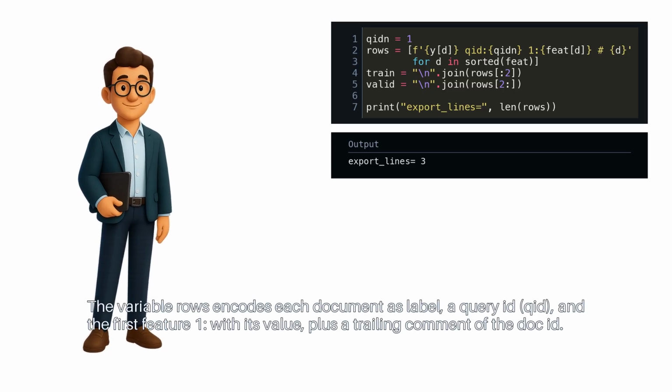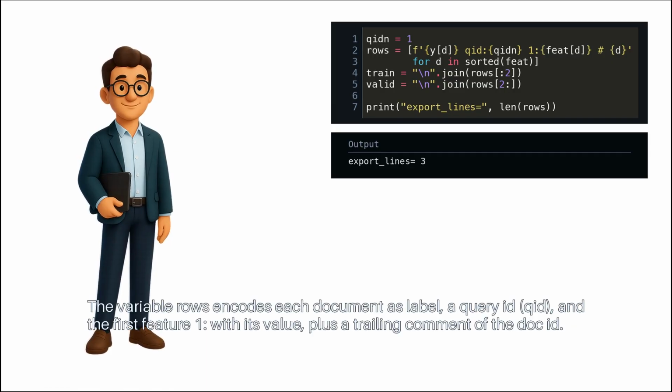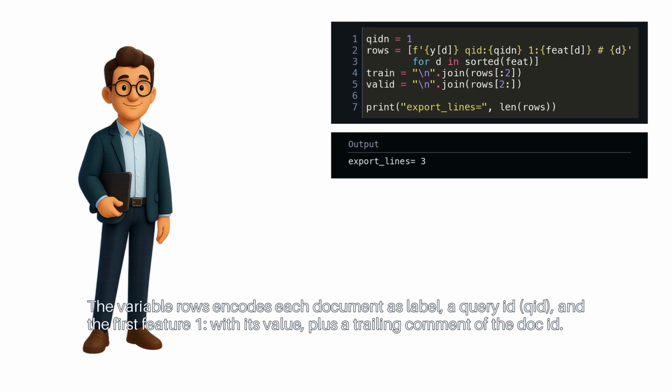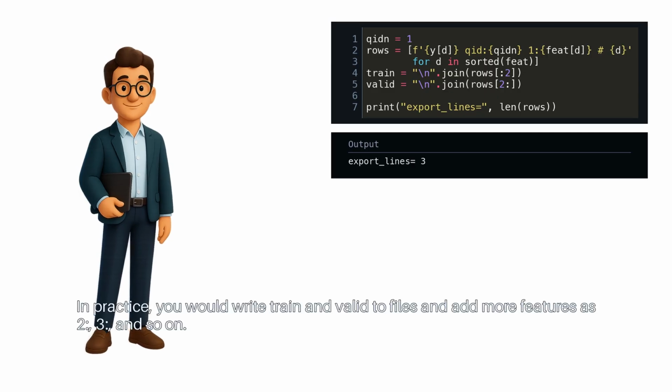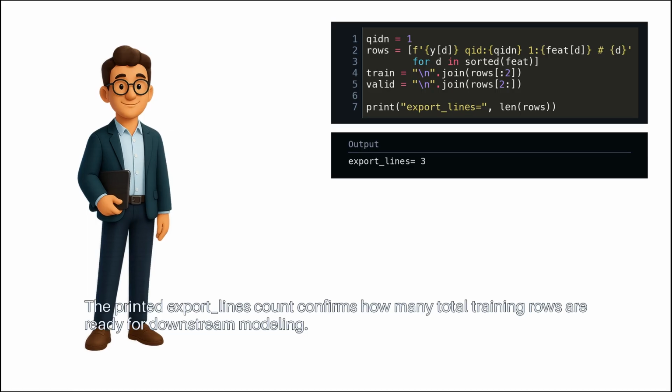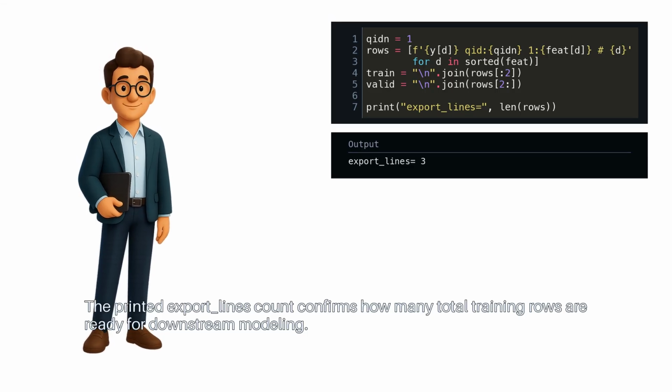The variable rows encodes each document as label, a query ID, qid, and the first feature 1 with its value, plus a trailing comment of the doc ID. Sorting by document ID keeps the output deterministic, and the split into train and valid demonstrates a simple, reproducible partition. In practice, you would write train and valid to files and add more features as 2, 3, and so on. The printed export lines count confirms how many total training rows are ready for downstream modeling.